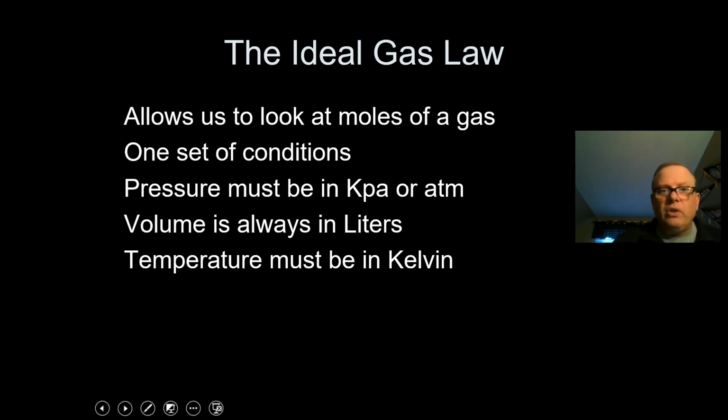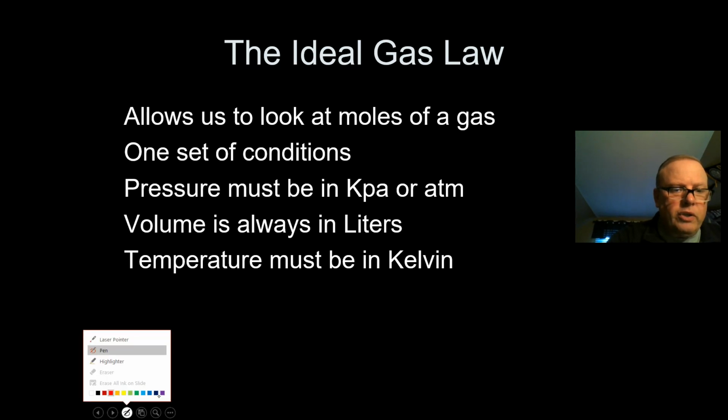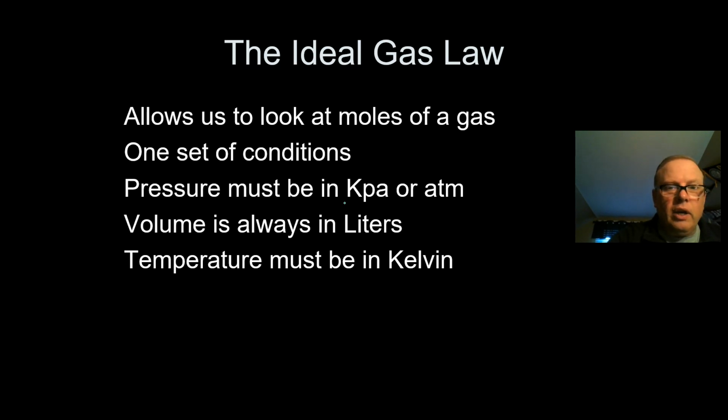The ideal gas law allows us to look at moles of a gas. We're only going to have one set of conditions. This is going to be different, just one set of conditions, and that one set of conditions will be what we're working with. And our pressure here has to be either in kilopascals or atmospheres. We're never going to work with millimeters of mercury with this. Volume has to be in liters and temperature has to be in Kelvin. So units are going to play a bigger part in this. And then again, we're going to be able to look at moles.